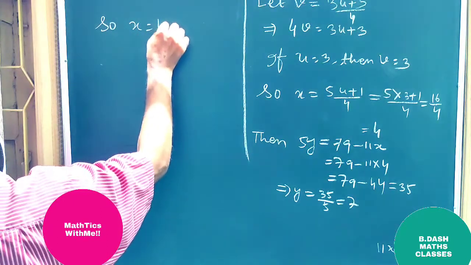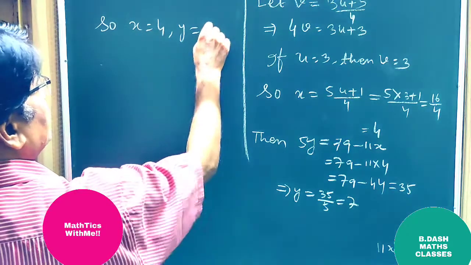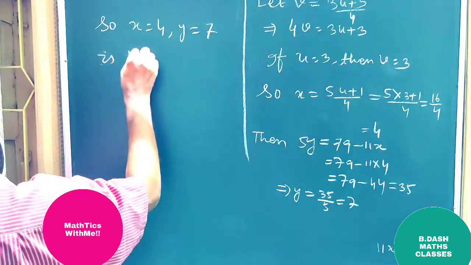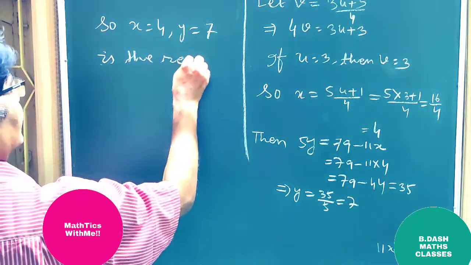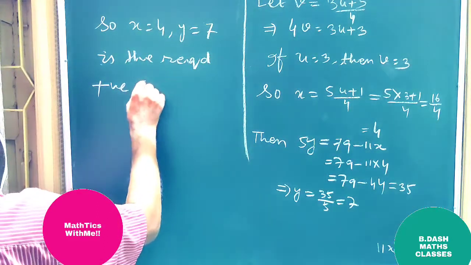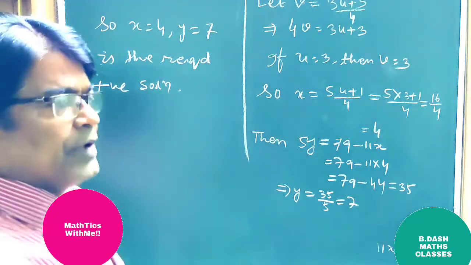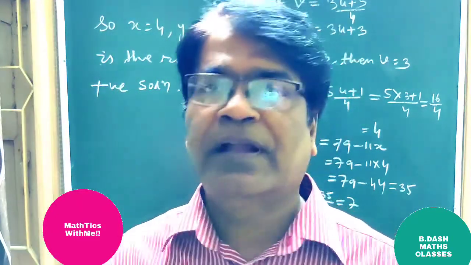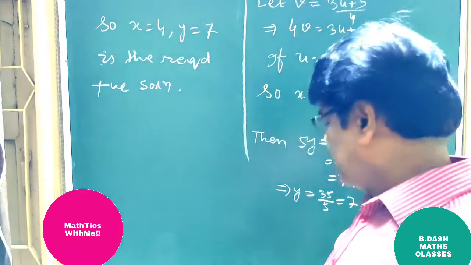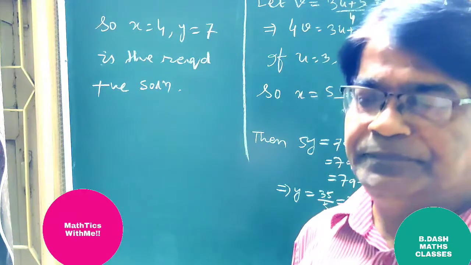So x is equal to 4, y is equal to 7 is the required positive solution. So our first problem is completed. Let us proceed to solve the next problem.